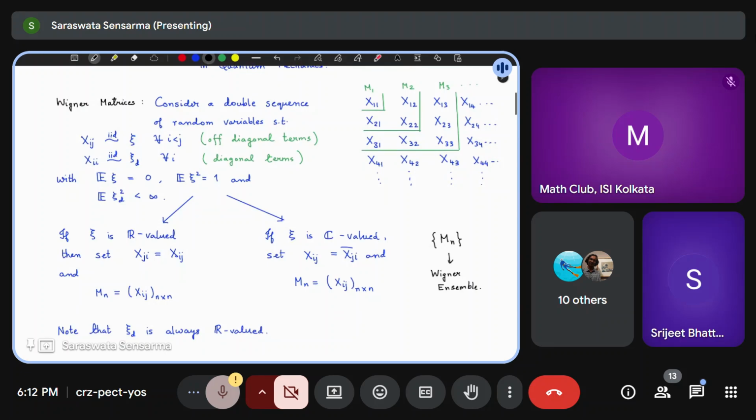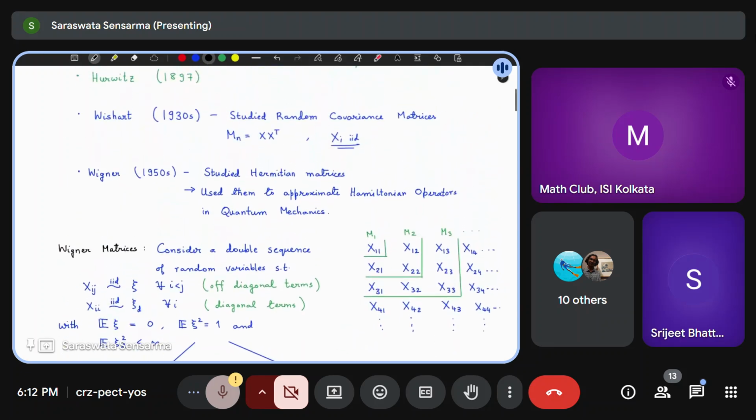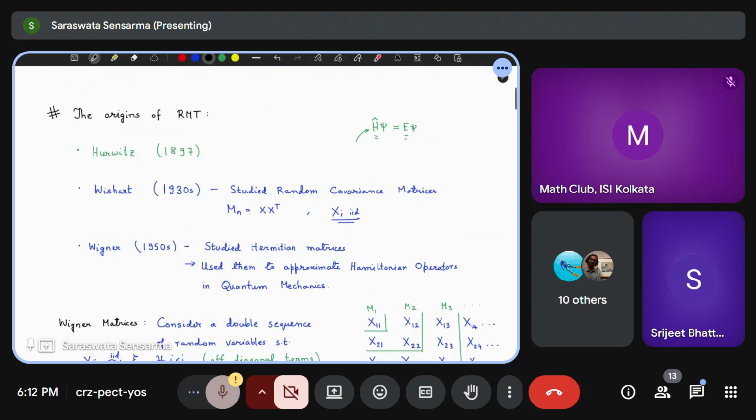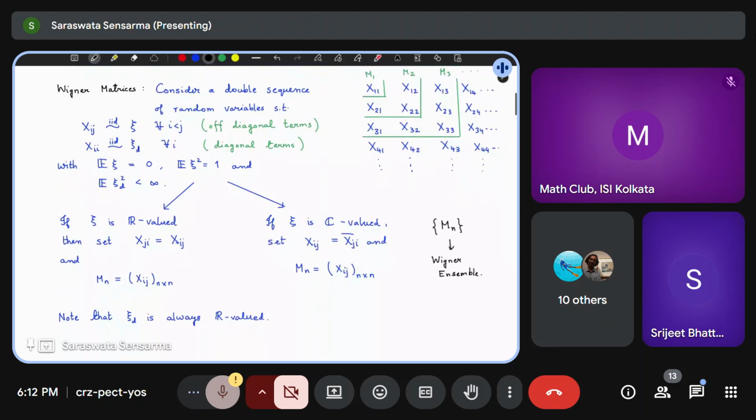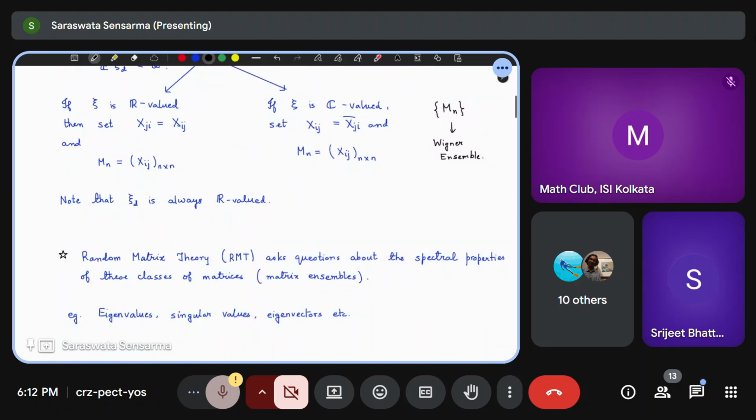And what are we interested in? Well, Wigner wanted to know the energy levels. In particular, he wanted to know the eigenvalues of this operator. So mostly in random matrix theory, we're interested in these spectral properties. This class of random matrices are called ensembles, and we are interested mainly in the spectral properties like eigenvalues, singular values, eigenvectors, etc. For today's purposes, we'll mostly be focusing on eigenvalues.